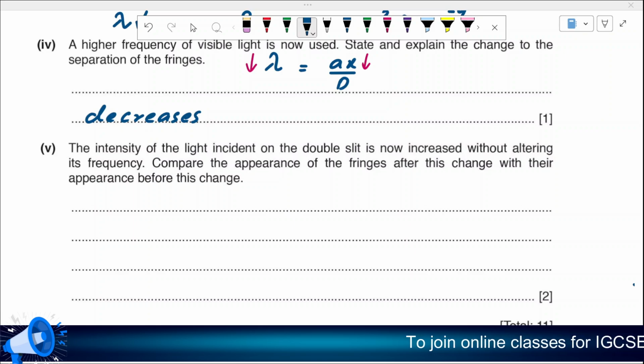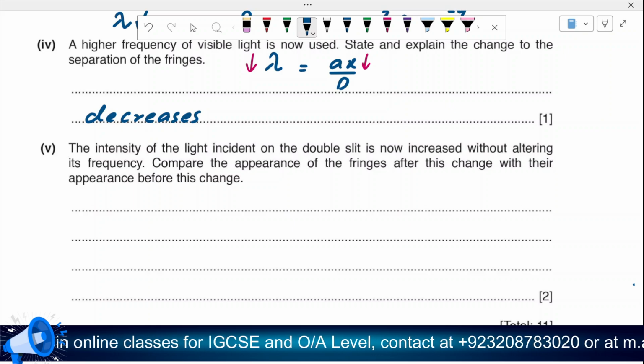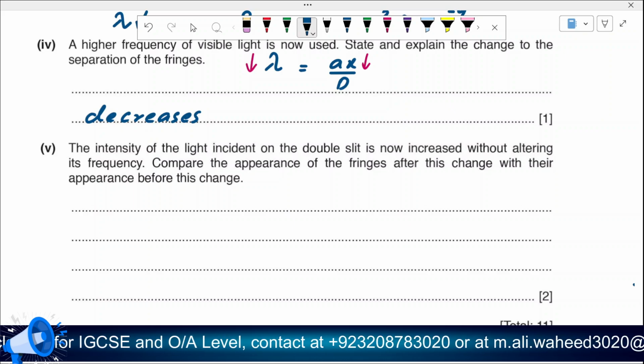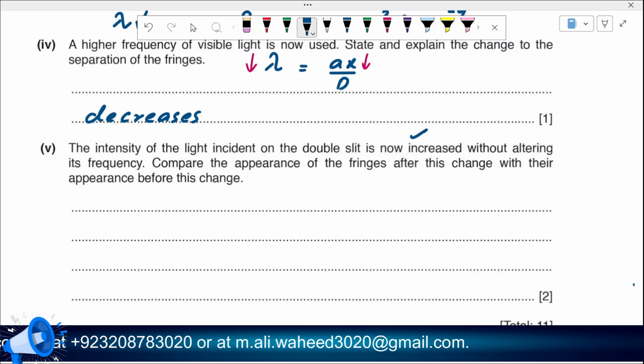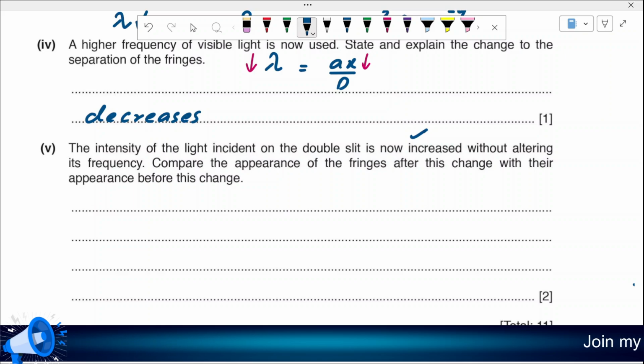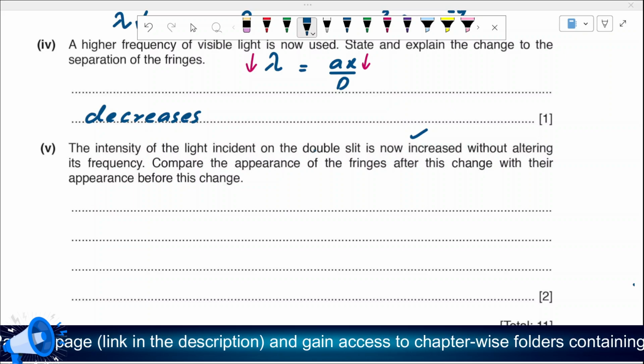Okay, and let's move on to the next one, which is: the intensity of light incident on the double slit is now increased without altering the frequency. Compare the appearance of the fringes after this change. Okay, the intensity is now increased. So we study the factors. The most advanced factor is if you increase or decrease the intensity from one of the slits. But in this case, they have increased the intensity overall. So what happens to the fringe pattern?